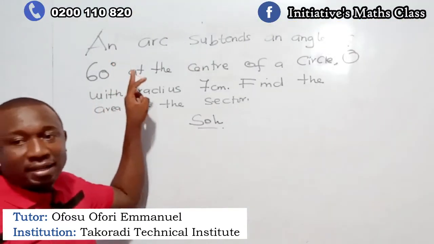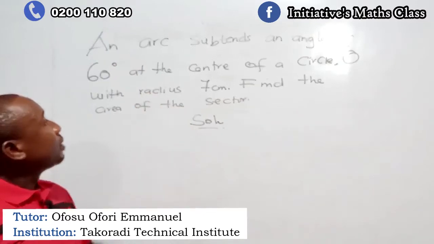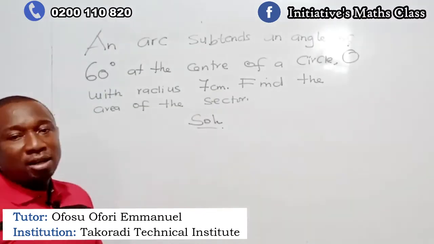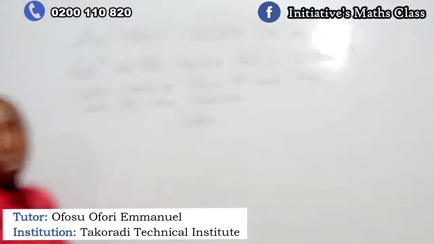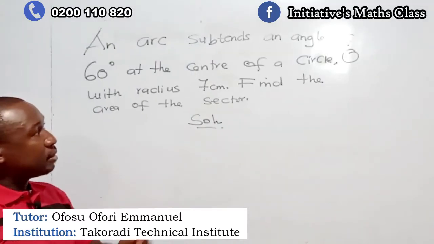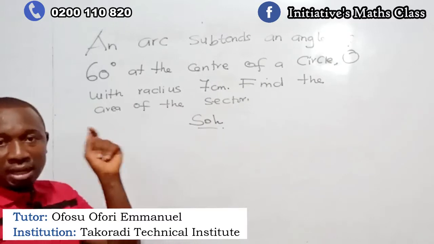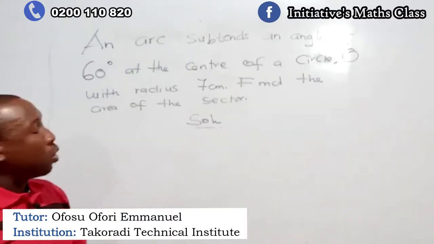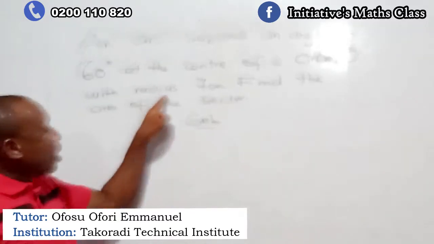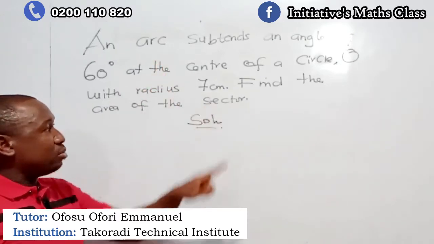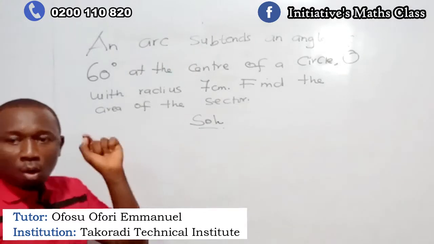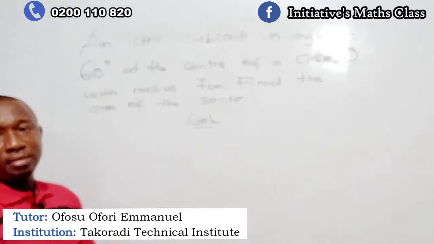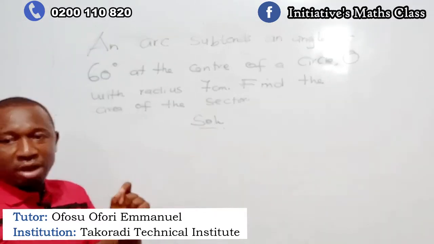An arc subtends an angle of 60 degrees at the center of a circle O, the center of the circle O, with radius 7 centimeters. Find the area of the sector.